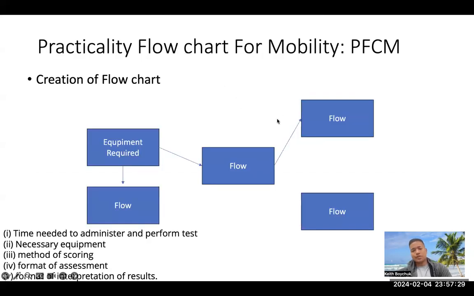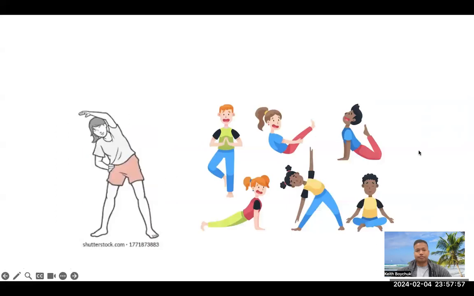So the big takeaway that I could see is that a possible thesis or a plan B is creating a practicality flowchart for mobility. Using a creation flowchart like this, for instance, using equipment required. Yes, okay, next, then what is the time needed? What is the equipment required? And then the method of scoring.